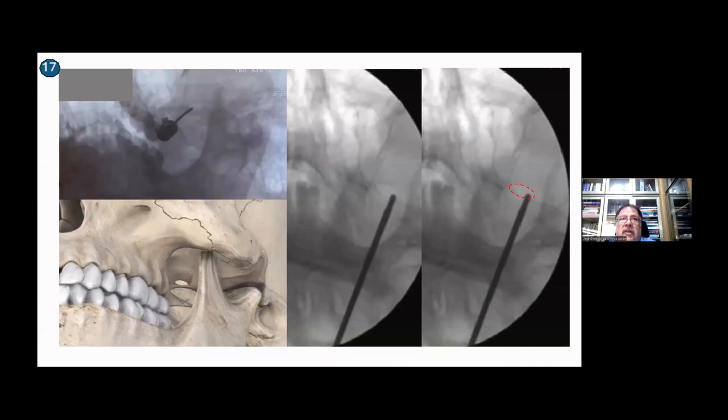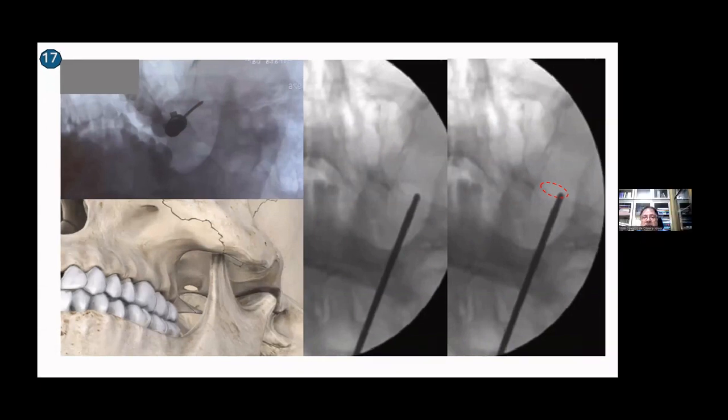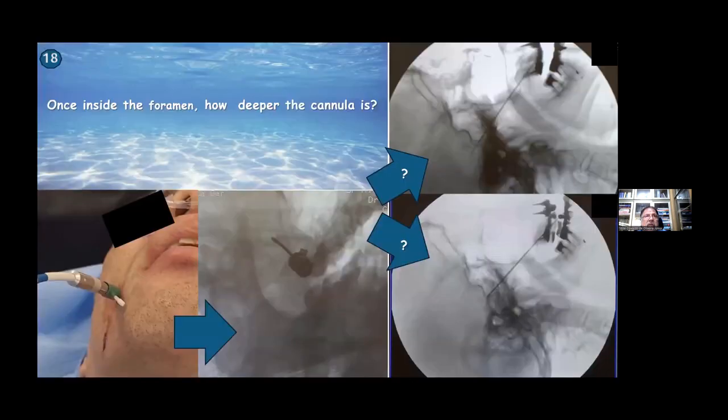On the left, we see a direct view of the foramen in the lower drawing and above the foramen already punctured with the fine needle. On the right, we see the foramen punctured by a thicker cannula. Once inside the foramen, how deep the cannula goes is the question.